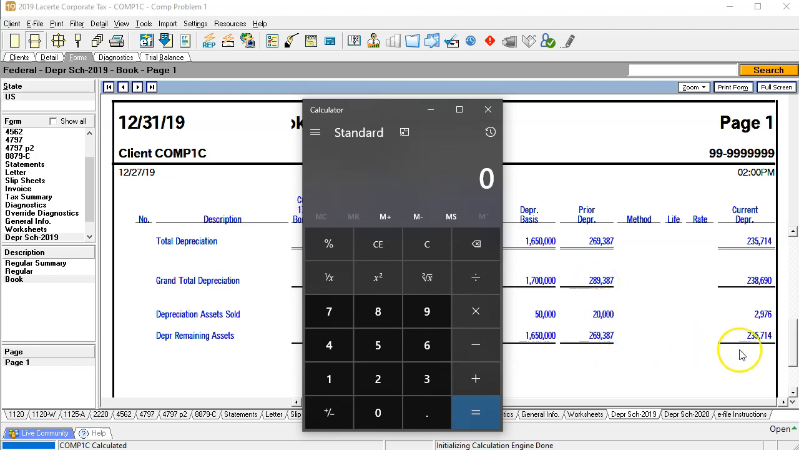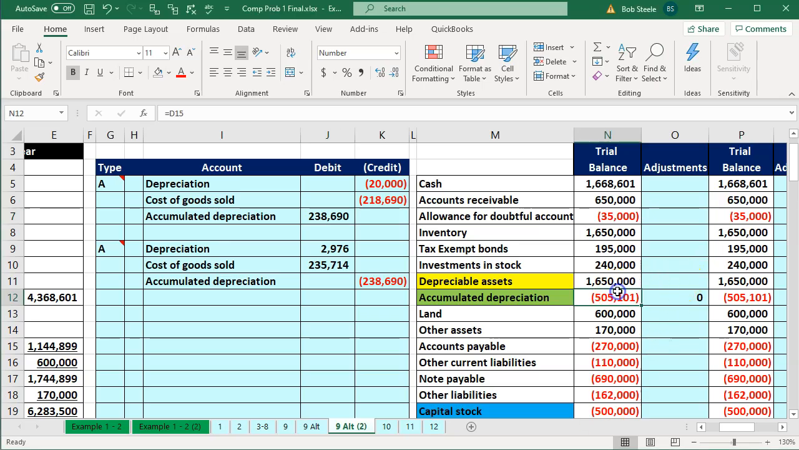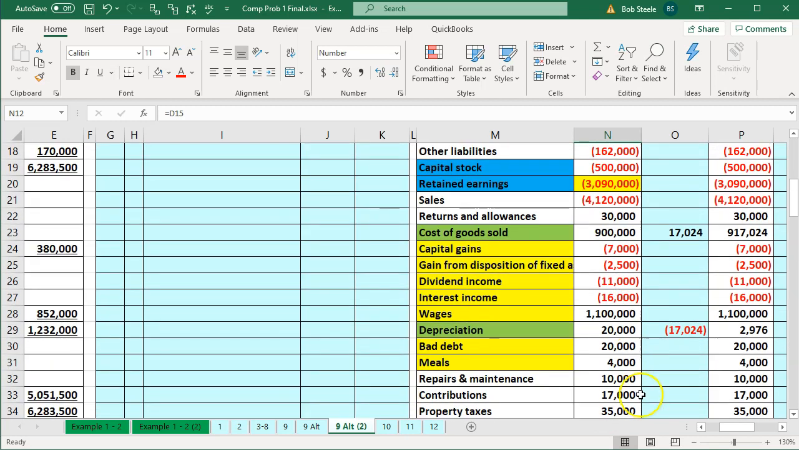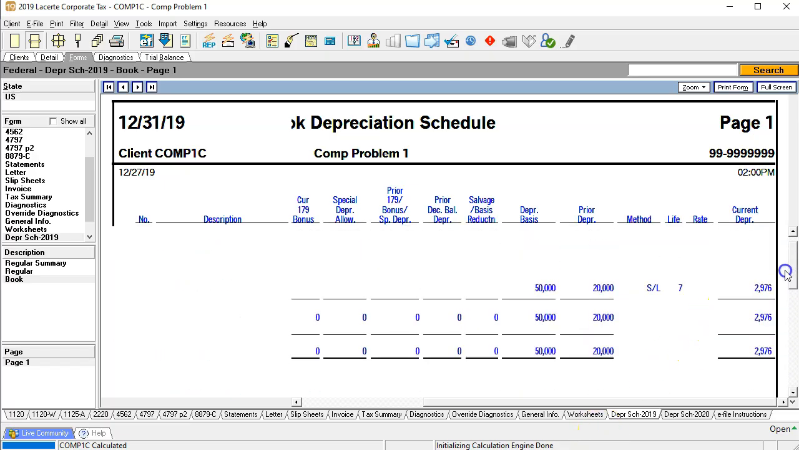If I take a look at what the accumulated depreciation should be at the end of the day, it should be the 269,387 plus the 235,714. That's going to be the 505,101. So we're going to say, all right, does that tie out? We got the 505,101. That looks good. We see that we have the 2976 here. The 2976 ties out up top to this number.